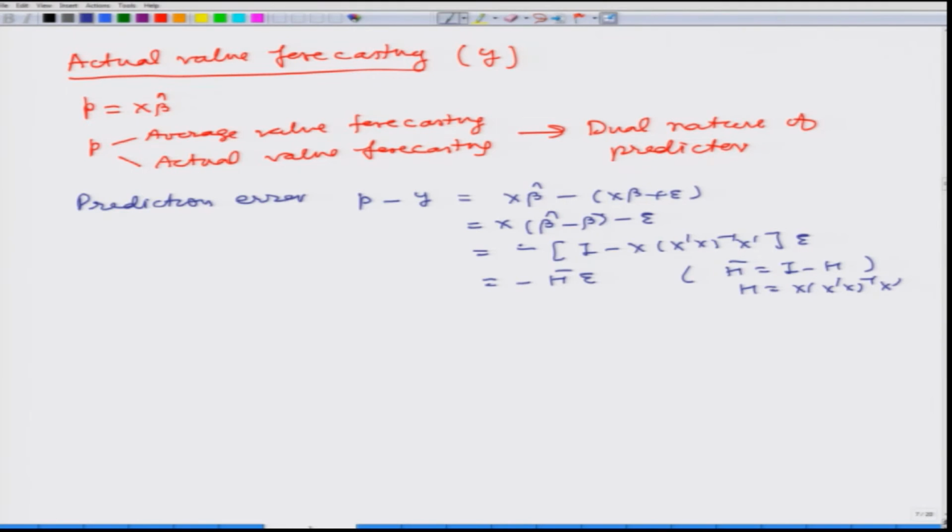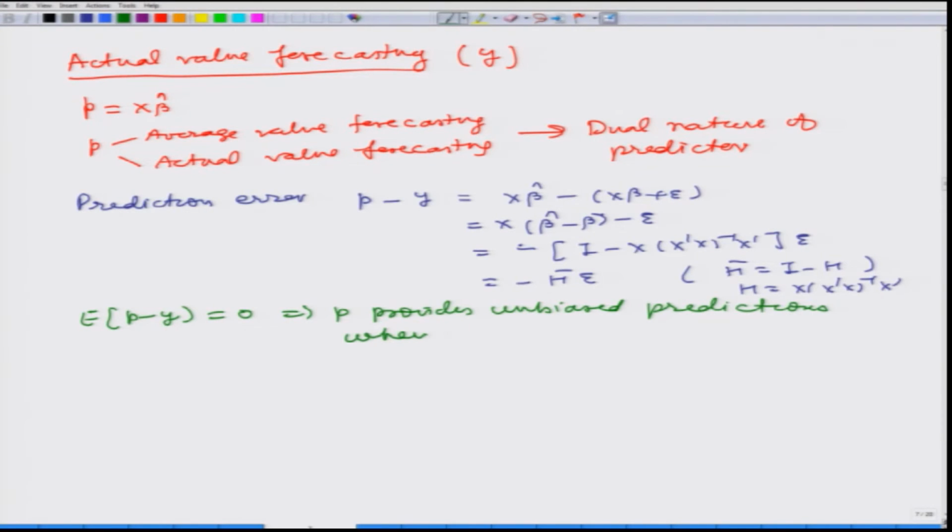Right. So, now from here we observe that the expected value of p minus y comes out to be a null vector. So, this implies that p provides unbiased predictions when used for actual value forecasting.